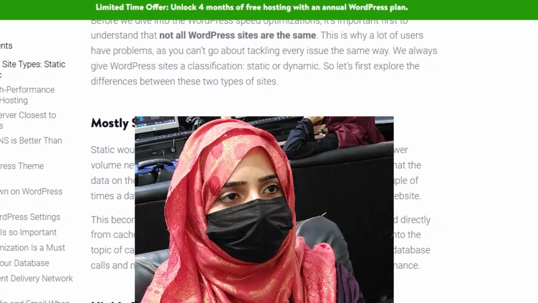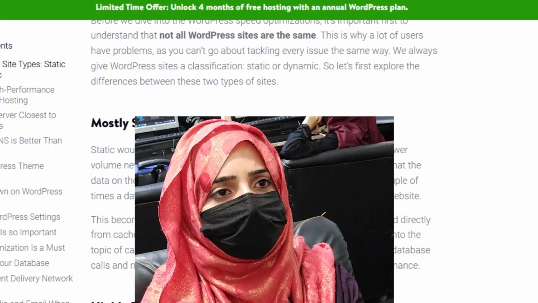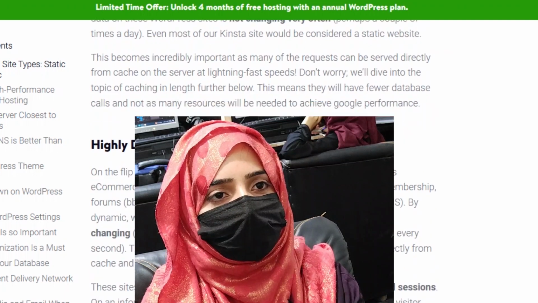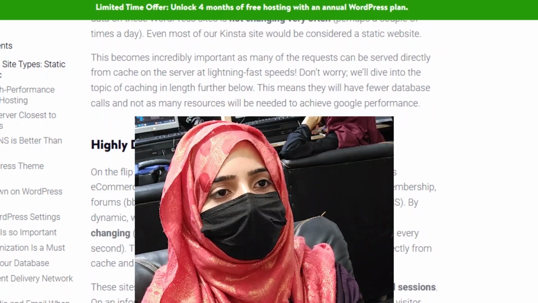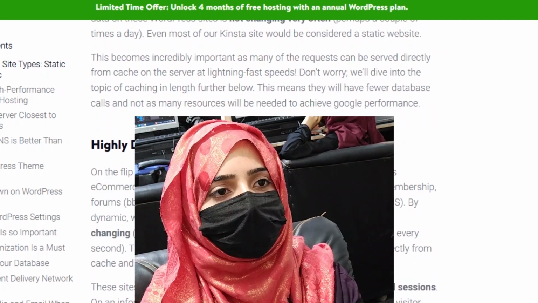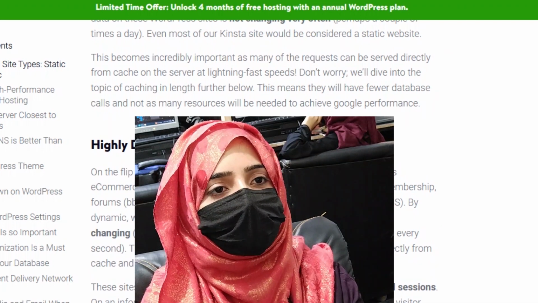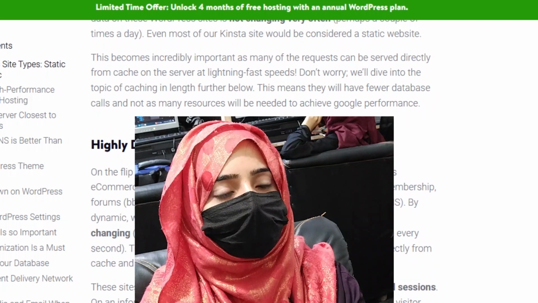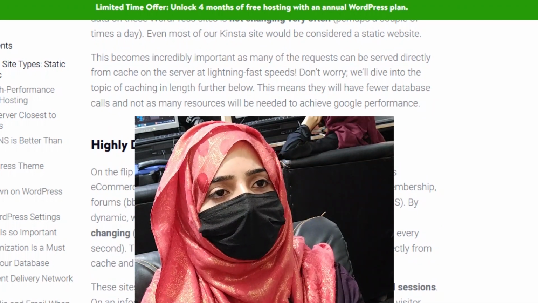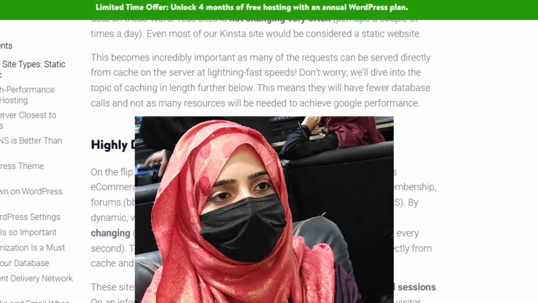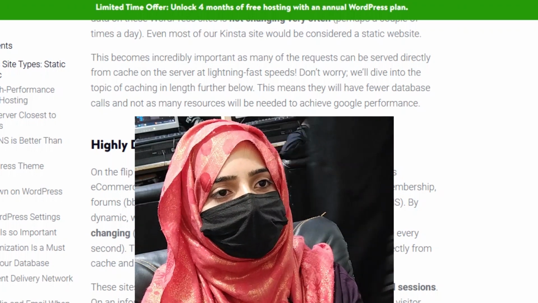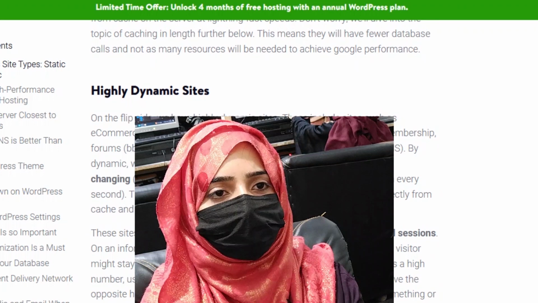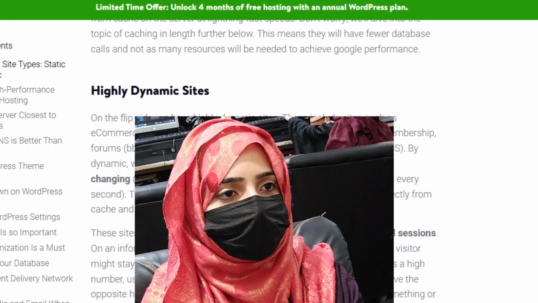Highly dynamic sites. On the flip side, we have highly dynamic sites. These include sites such as e-commerce, community membership forums and learning management systems. By dynamic we mean that the data of this WordPress site is frequently changing. This means that not all requests can be served directly from cache and require additional server resources and database queries. These sites also typically have a large number of concurrent visitors and sessions.